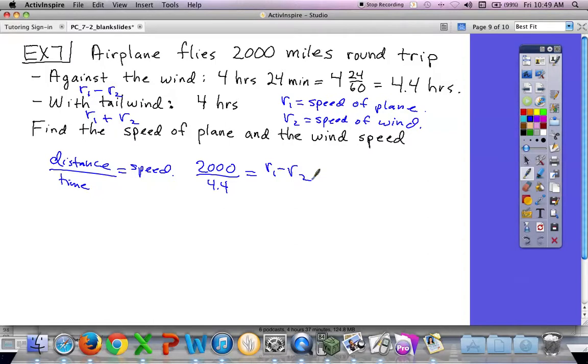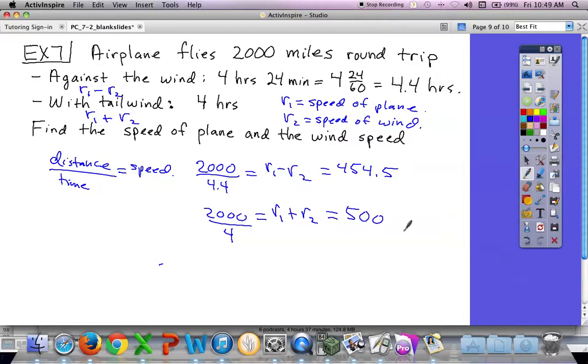In the second one, you're still traveling 2,000 miles. This time it's only taking you 4 hours, and this time your speed is R1 plus R2. Now, 2,000 over 4.4 is 454.5. And 2,000 over 4 is 500.